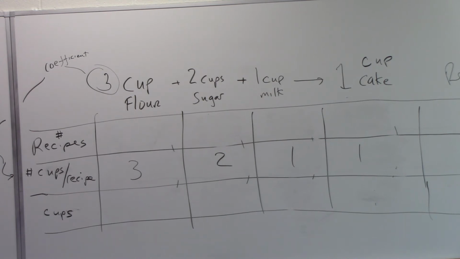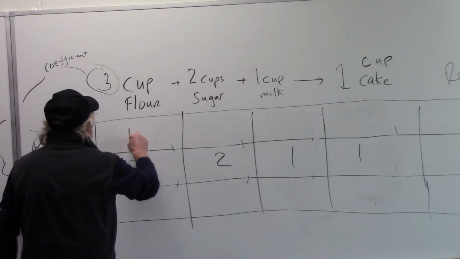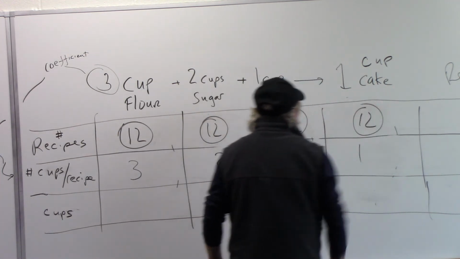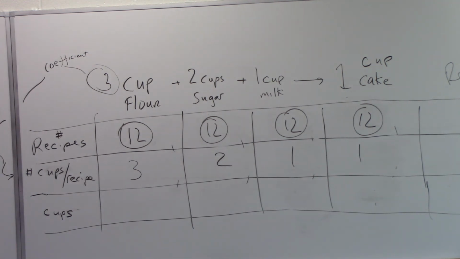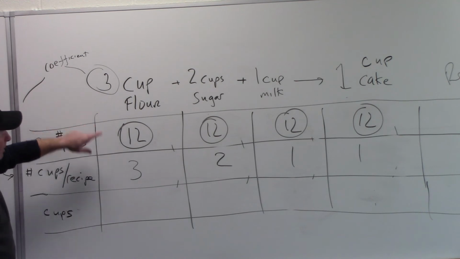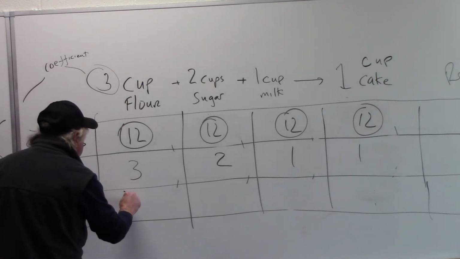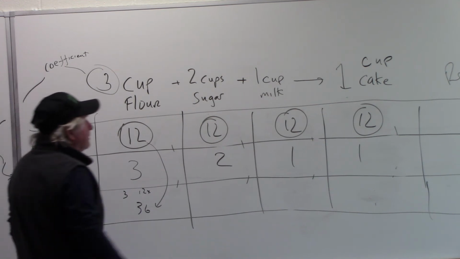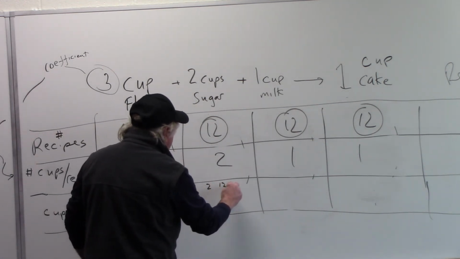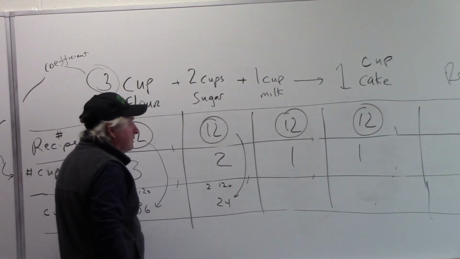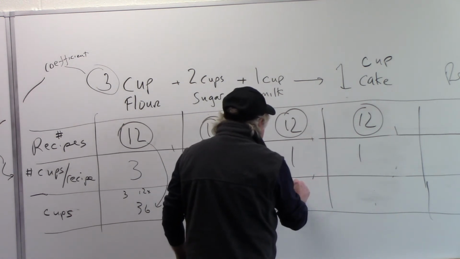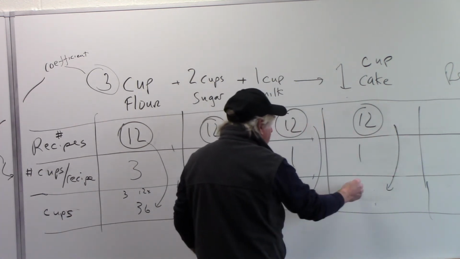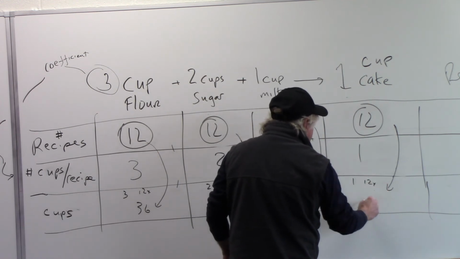Okay, so let's do another one. Let's say I start out with 12. I want to do 12 recipes. How many cups of each will I need? I'll do a 3, and I do that 12 times. So I do 3, 12 times, and I need 36 cups of flour. Here I need 2 cups, 12 times, and it'll be 24. Here I'm going to need 1 cup, 12 times, and that's 12. And here I'm going to make 1 cup 12 times, and I'll make 12 cupcakes.